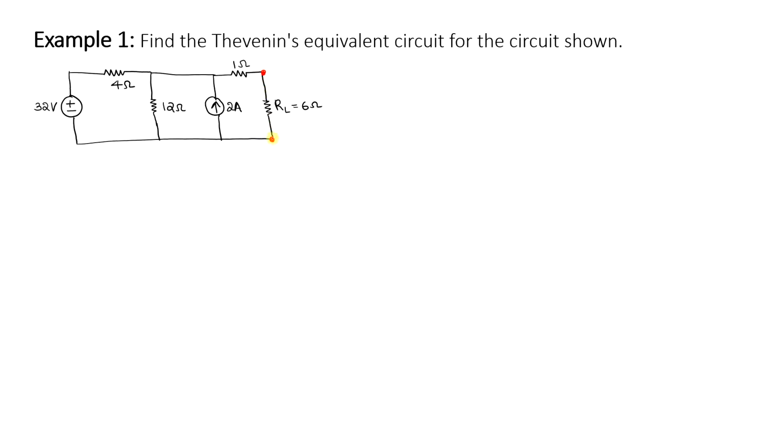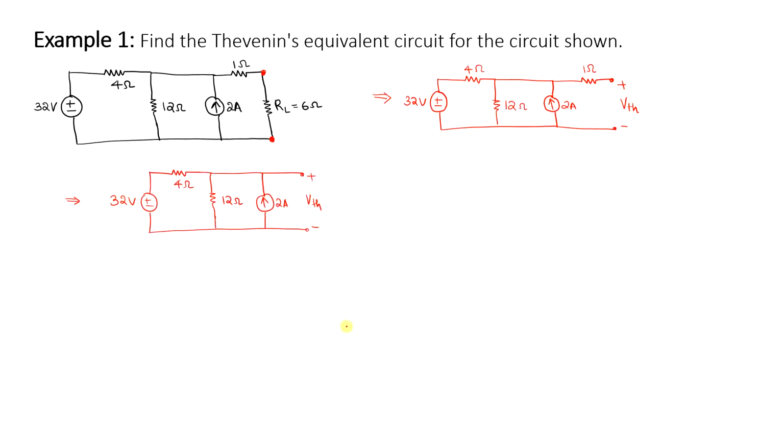Now I'm going to remove this load. Let me see what equivalent circuit I get. Across these two terminals, I need to compute the Thevenin voltage, so I'm going to mark this as V Thevenin. Since there is no current flowing across this 1 ohm resistance, I can simply neglect it, right? So I can redraw this circuit with the 32 volt source. Thevenin voltage is the voltage developed across this point and this point, because we generally consider this as ground.